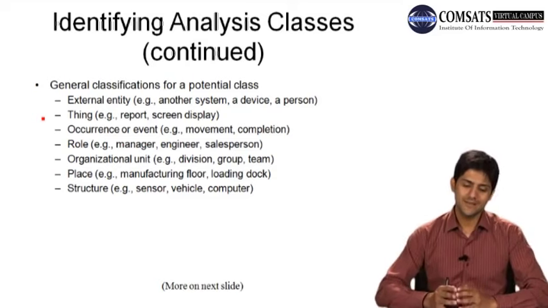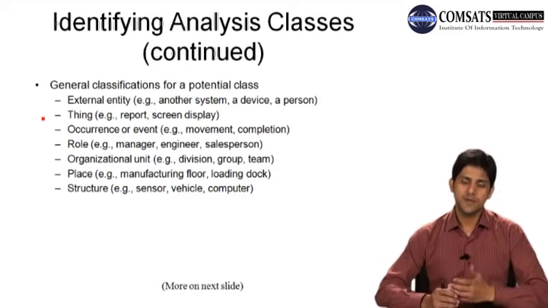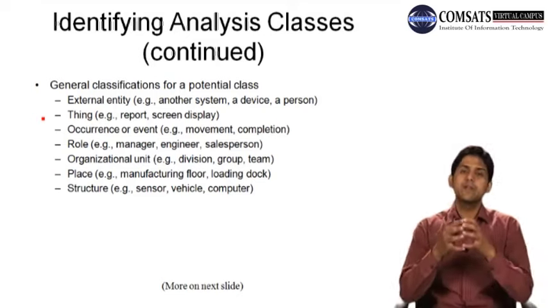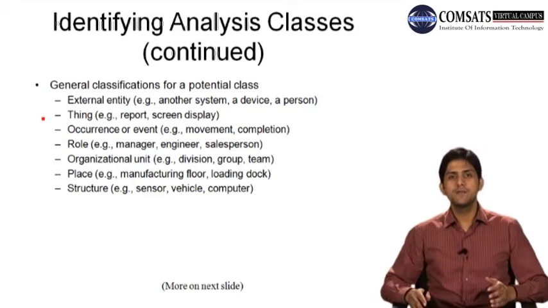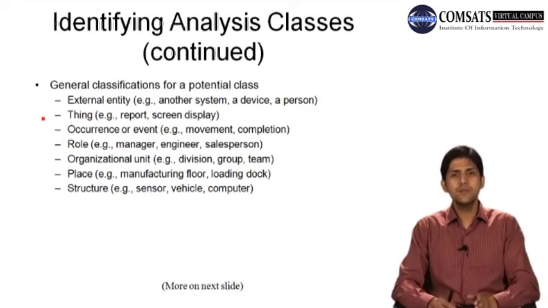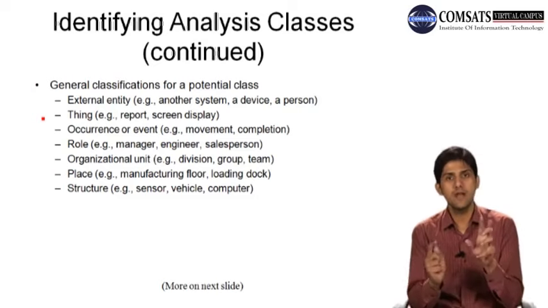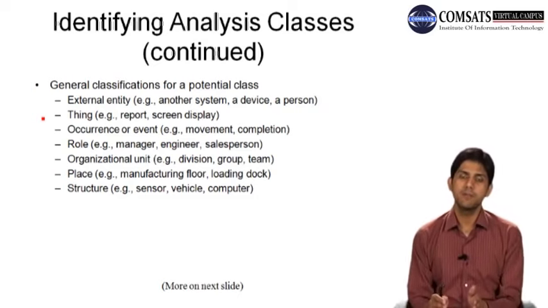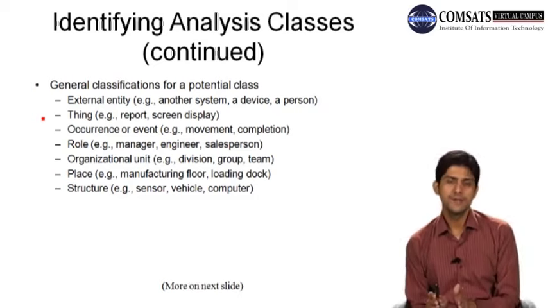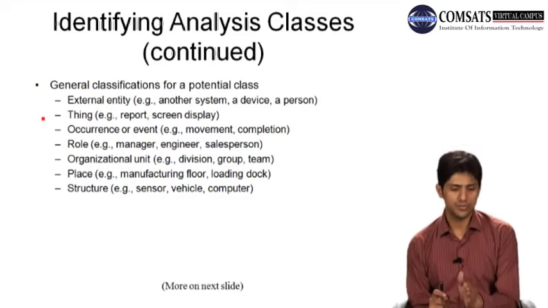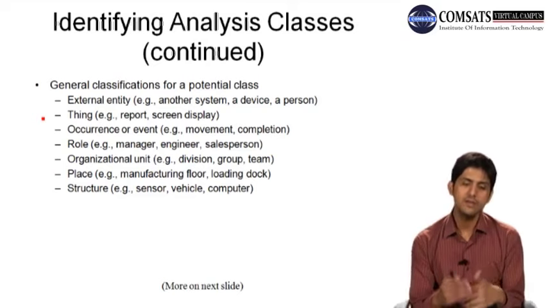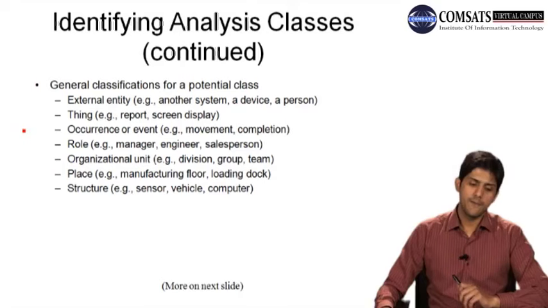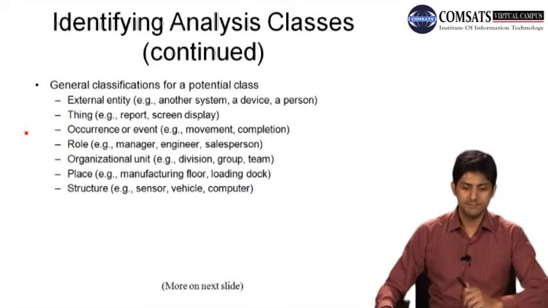And then the last category of classes is a structure. Examples of structure are, for example, the sensor or the vehicle or the computer. So there are different categories of classes we can see. Now, if you pick any solution, you should be able to identify that this class is of this category, this class is of this category. So whenever you identify these potential classes, it is important that you categorize them as well. You categorize them either as external entities or roles or thing, occurrence. Out of these 7, you try to categorize them. So these are the different classifications for a potential class.